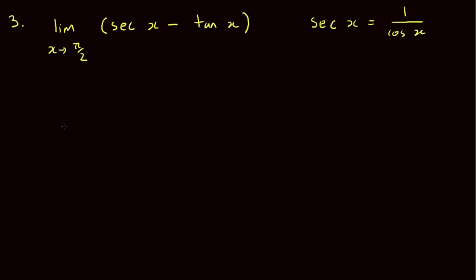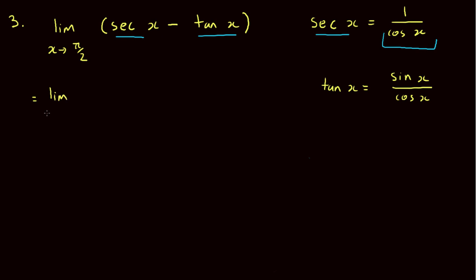Okay, I assume you gave this a shot. This problem is a bit interesting because we have two different trig functions, secant of x and tangent of x. I already gave you the clue that secant of x is the reciprocal of cosine. And tangent of x is just sine x over cosine x. So in this sense, we can rearrange it algebraically.